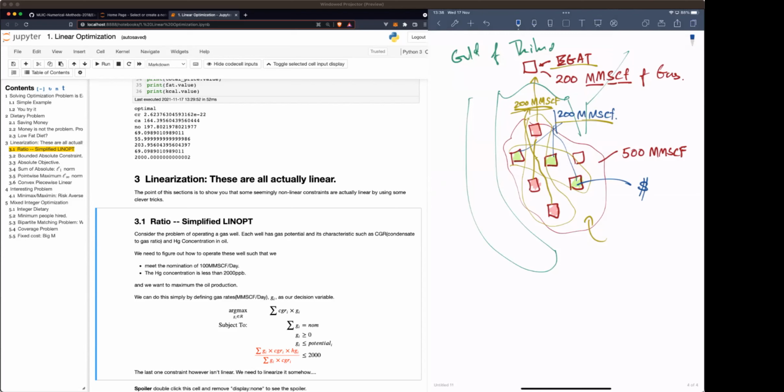Okay. So to generate more money, here's the deal. Since you are going to generate 200 SCF anyway, you're gonna get the same money for your green choice and the blue. You're gonna get the same money for gas. And by the way, that 200, the technical term is called nomination.